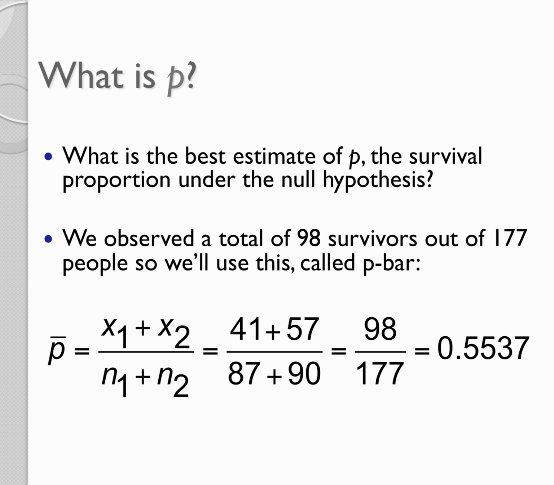The best way to calculate this is to take our total number of survivors in each group and divide it by the total N. That's our 98 out of 177 in the ECMO example. This is called P bar, or the average. And in our case, it's equal to 0.5537, or 55.4% of people survived.